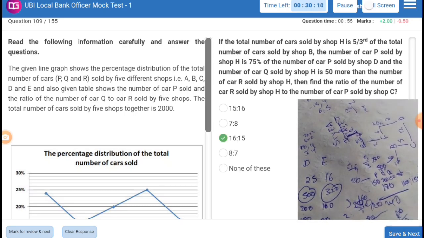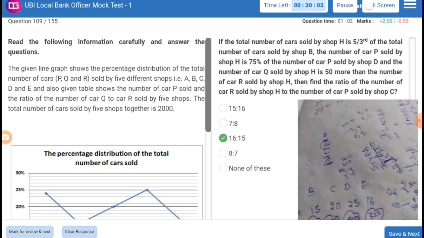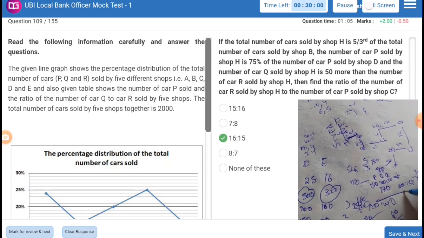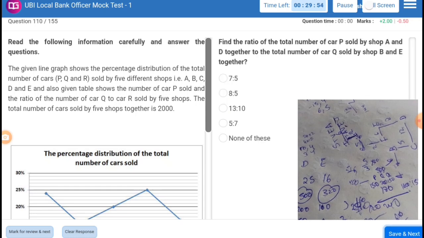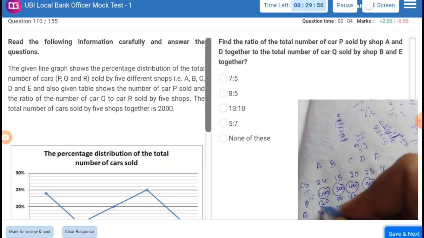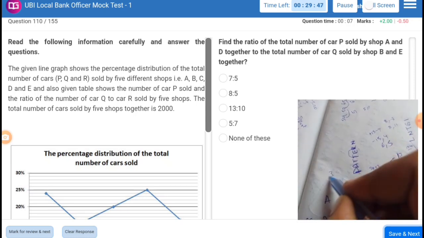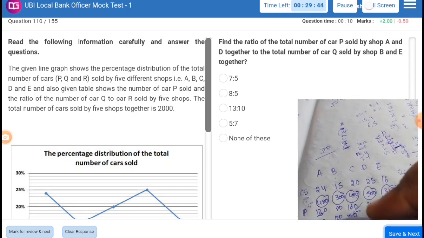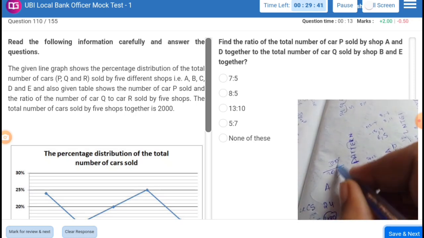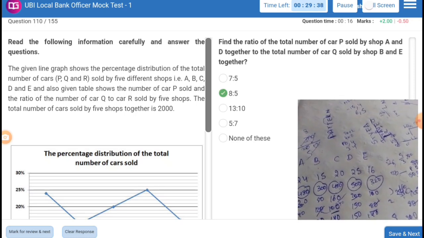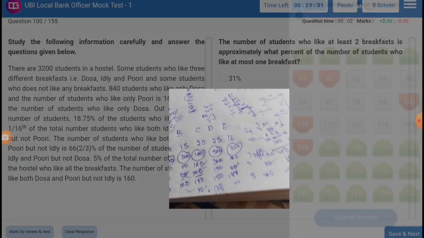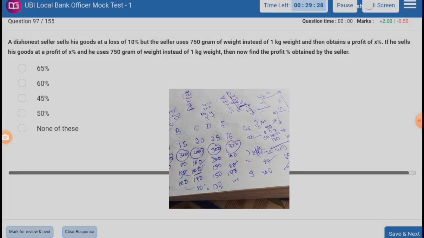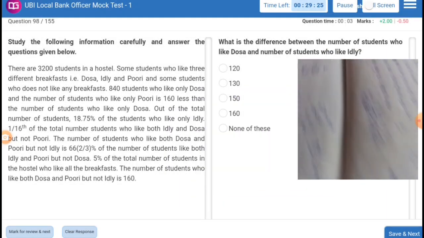Sixteen is to P sold by C. R sold by H. The ratio P sold A and D 320, Q B and A 8:5. Next one.